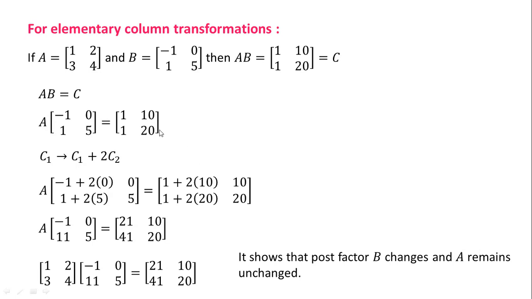So always, in case of a matrix equation, if you want to perform row transformation, then the prefactor changes, and in case of column transformation, the post factor changes. That is a very important property or important note. Okay, and these are called elementary transformations, elementary row transformations as well as elementary column transformations. So this is all about this.